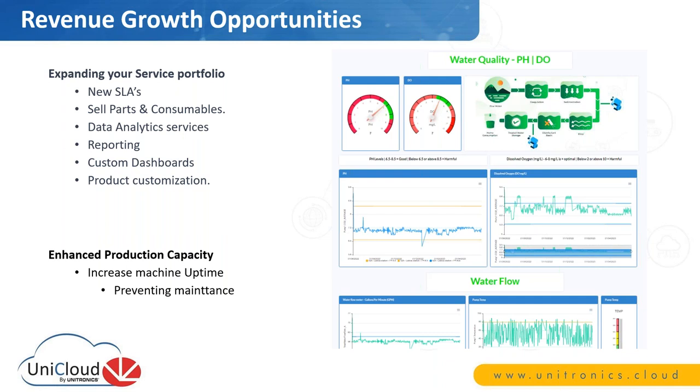UniCloud can help you identify early signs of potential failure, for example, in recycling or water cleaning facilities. You can monitor the water flow rate and detect changes in performance due to, for example, a potential block in the filters or a leak in the pipelines. In other words, this allows you to proactively address issues before they escalate into costly breakdowns, maximizing machine uptime. And if I can increase my machine uptime, it means that I can produce more. At the same time, it means that I can increase my revenues.